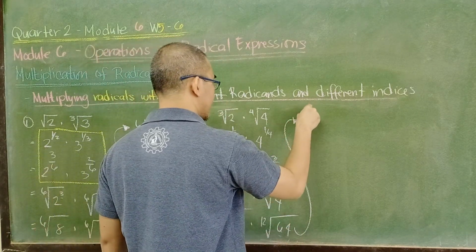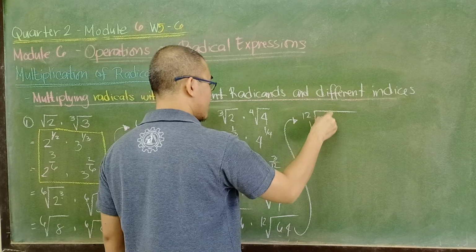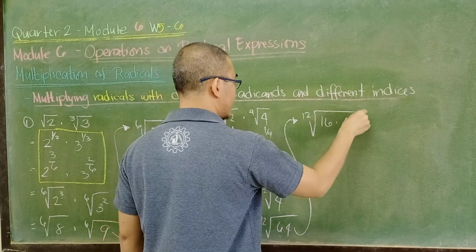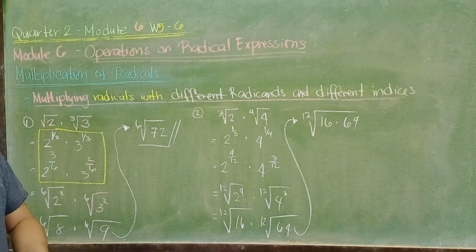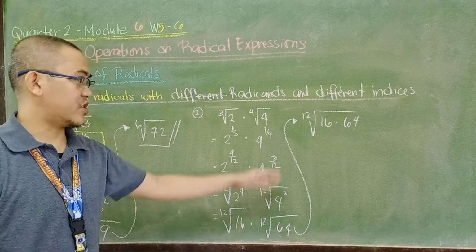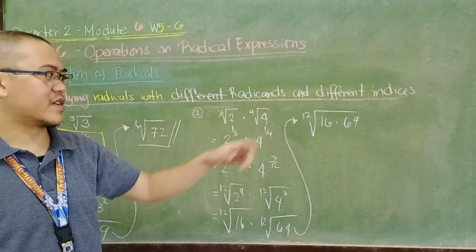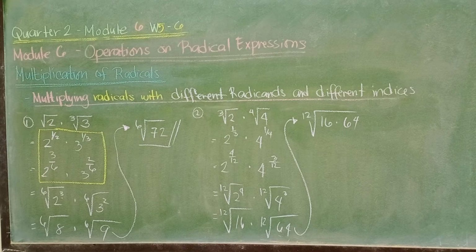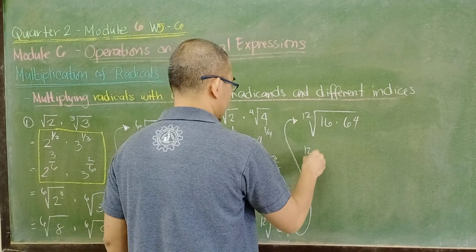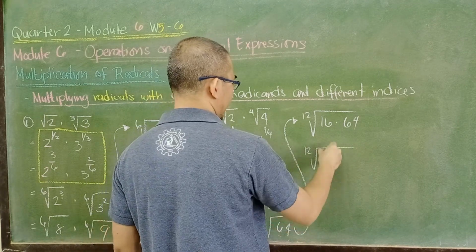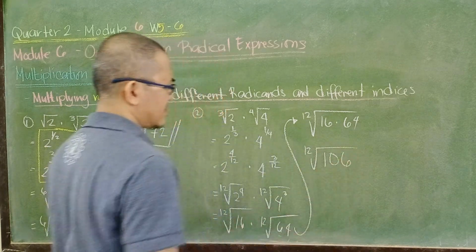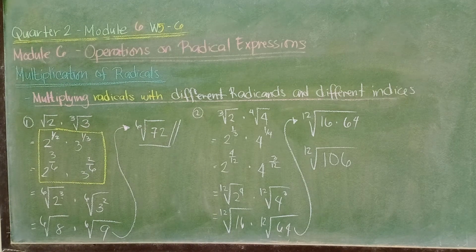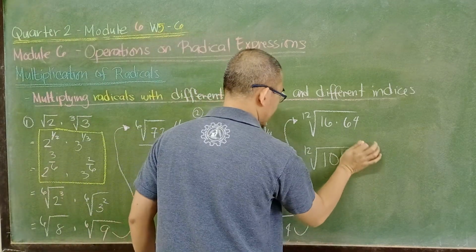Next is, pwede mo nang multiply yung 16 at 64. Since parehas na sila ng index, pwede mo na sila ilagay sa isang radical expression o radical symbol. So 12 root of 16 times 64, that is 12 root of 1024.